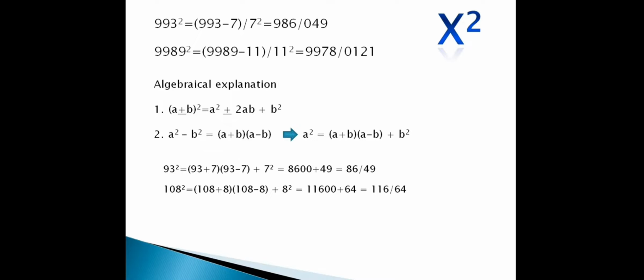So we can take one more number, 108 square, whatever we have done previously. We can also check it like this: 108 plus 8 into 108 minus 8. 108 minus 8 will give you 100. So that makes our things easier. 11664. Similarly, a larger number, 988 square.